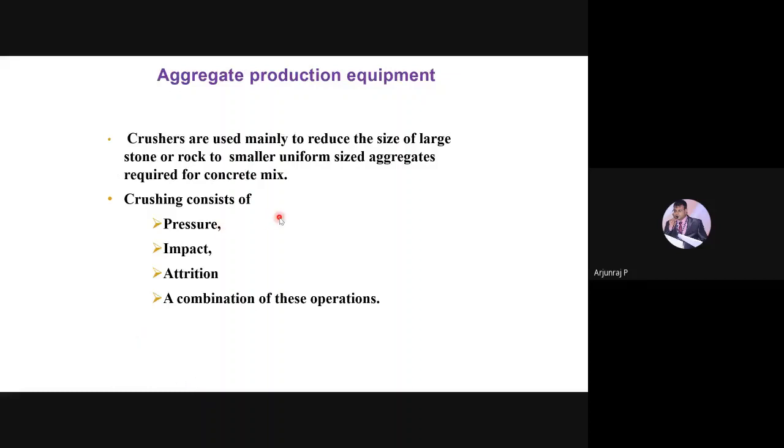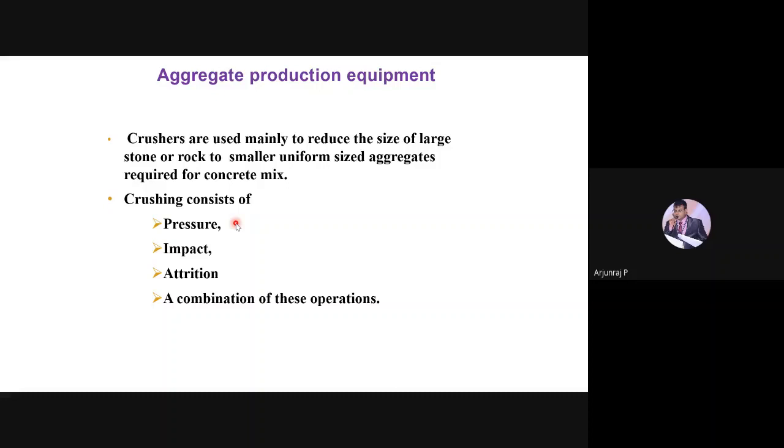And when I say crushing, it consists of pressure. It is having the impact. It is having the attrition. It's also having a combination of pressure, impact, and attrition. And pressure is mainly used to reduce the size of a large stone or a rock, from a big rock having a big diameter or depth, bigger diameter, and irregular shapes. The shapes will also be irregular.